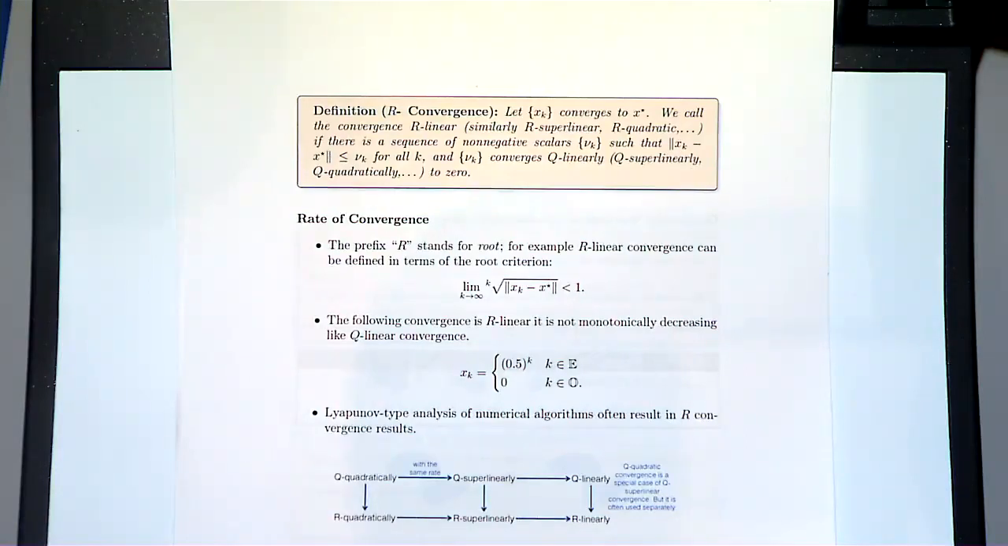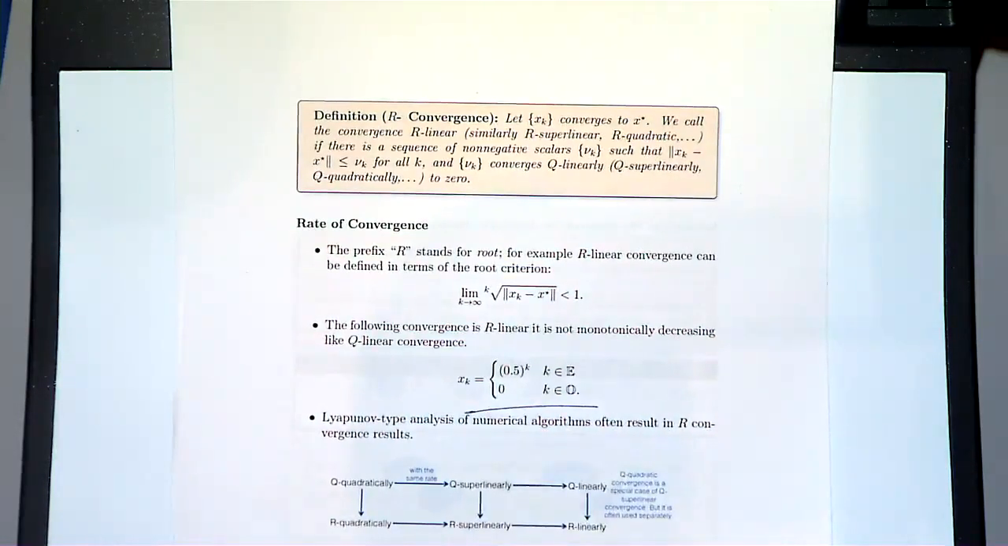There are certain scenarios that they don't map back and forth. Just an example here is a sequence like that. If I bound it by this sequence, it is Q linearly converging. If a sequence is R linearly converging, its rate of convergence might in fact be faster, but we don't have any certificate for it. We cannot make any statement.